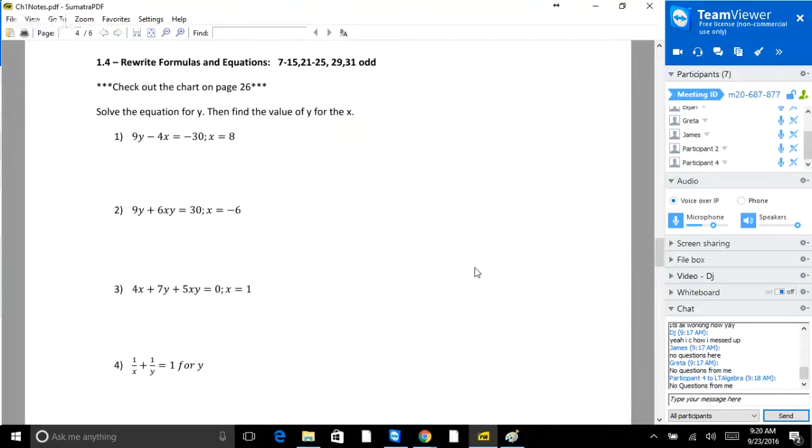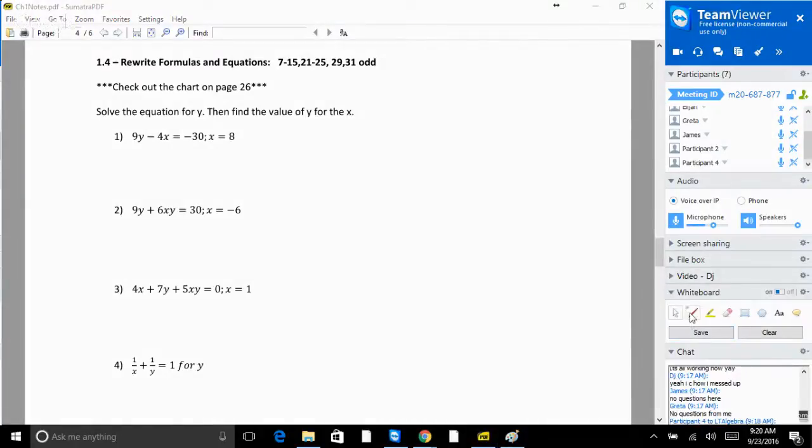And the reason that they put that chart in here is because what we're going to be talking about is rewriting formulas and equations. Okay, so this is kind of the point of why we're doing this. If you're a person that's like, why are we doing this? This is the why.